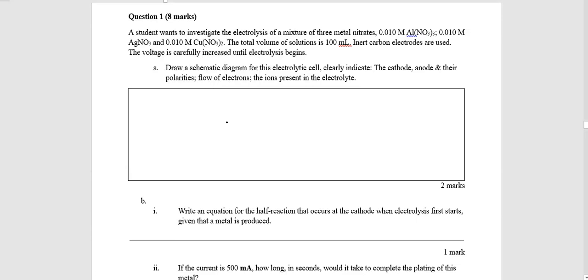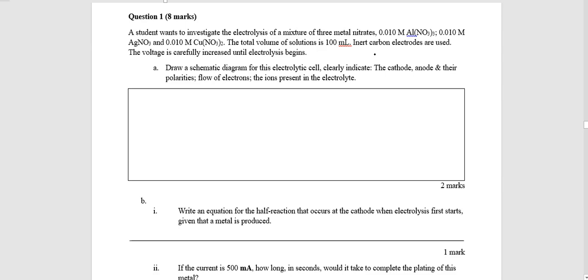So you have aluminium nitrate, silver nitrate, and copper 2 nitrate. The total volume of solutions is 100 ml. So I'm going to assume that you mix all 3 solutions together into one electrolyte. Inert carbon electrodes are used and the voltage is carefully increased until electrolysis begins.